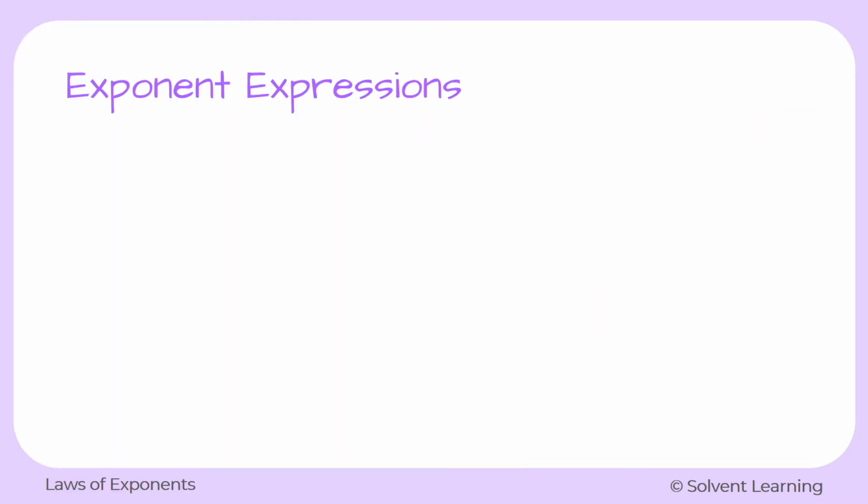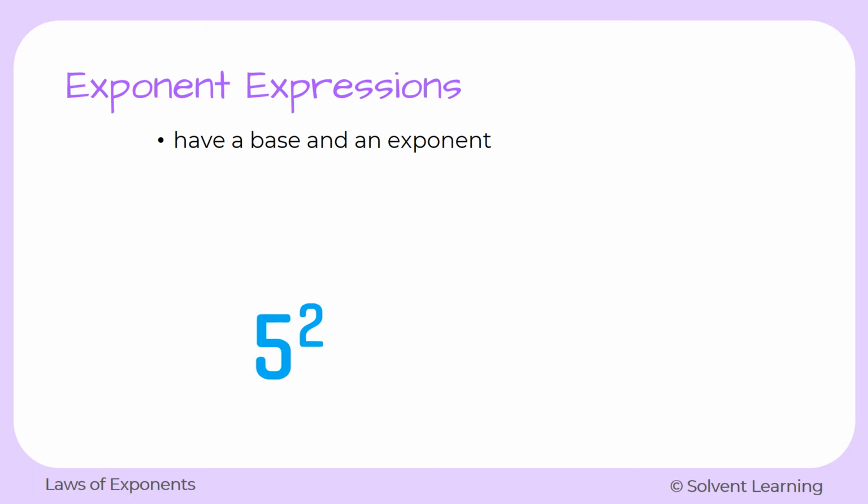So what are exponent expressions? They have two parts, a base and an exponent. Here's an example. We have 5 raised to the second power, or we can read this as 5 squared. The 5 is the base, and the 2 is the exponent. It sits a little higher up than the base. That's how we can recognize whether a number is an exponent.